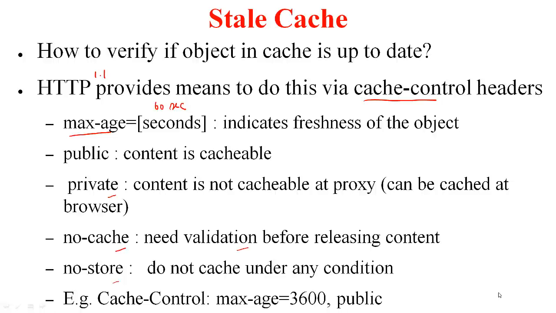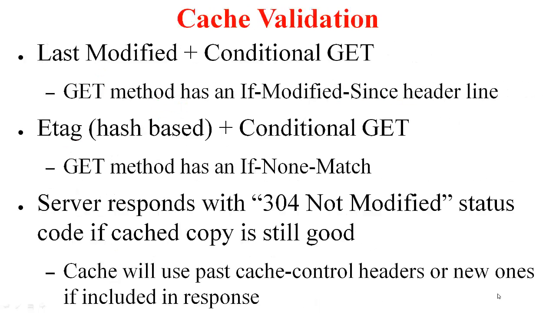So here is how such a header looks. You specify cache control, max age is equal to 3600, public. What if you notice that your cache is no more fresh? Then, as I said, you need to validate with the server, for which there are two mechanisms. One is called last modified plus conditional get.